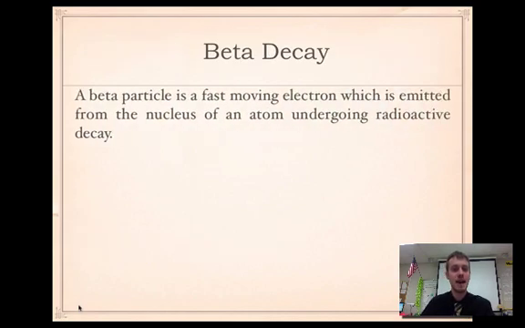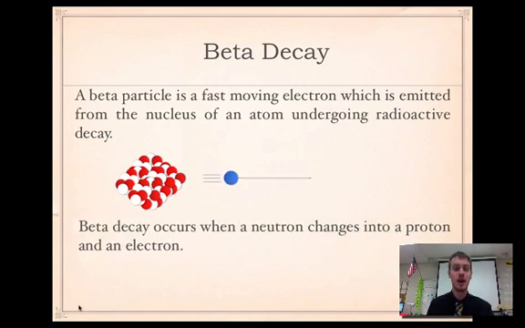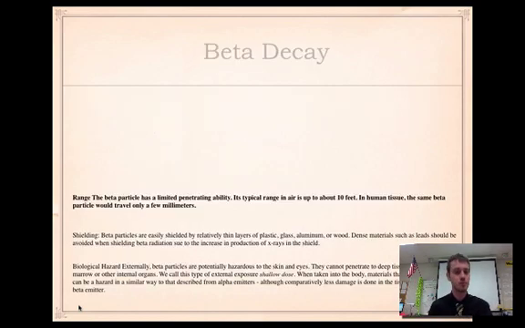Okay, so now beta decay. Beta decay is when a fast moving electron is emitted from the nucleus of an atom. So basically an electron is going to be emitted because a neutron no longer wants to be a neutron. It can be more stable as a proton, so it's going to lose its negative charge to become that proton. Okay, so a neutron changes into a proton and an electron, and the electron just leaves the nucleus. Okay, so that electron is just going to leave.